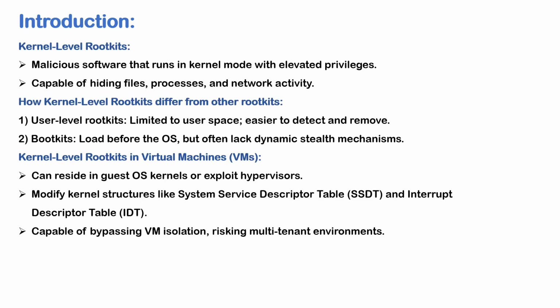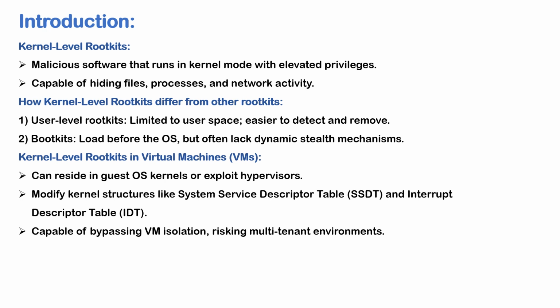What are kernel-level rootkits? Kernel-level rootkits are highly stealthy malware that runs with elevated privileges in the OS kernel. This gives them deep control over system processes, memory, and hardware, and allows them to hide files, processes, and network activity completely. Why are they different from other types of rootkits?